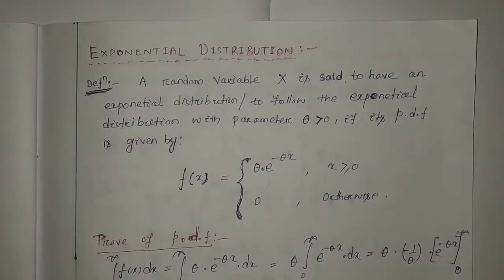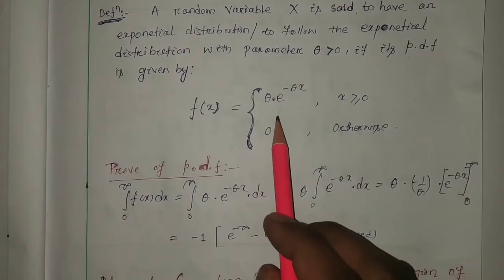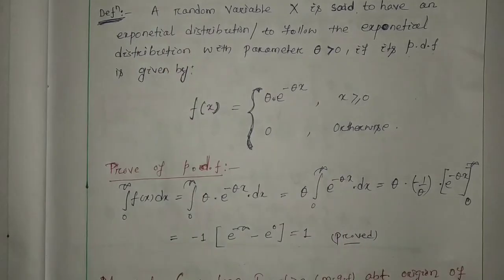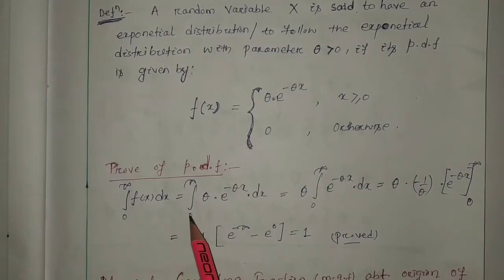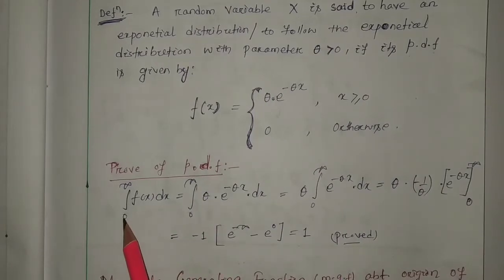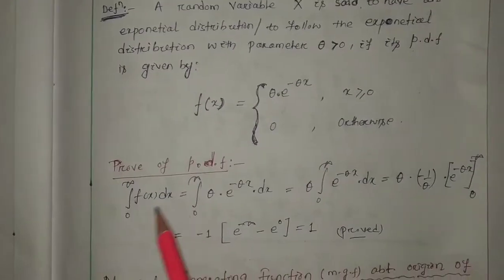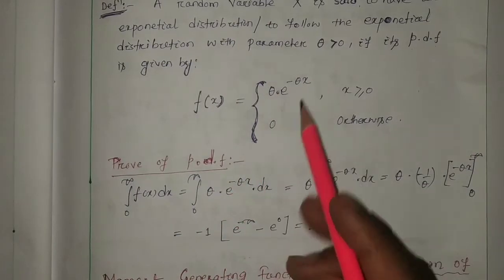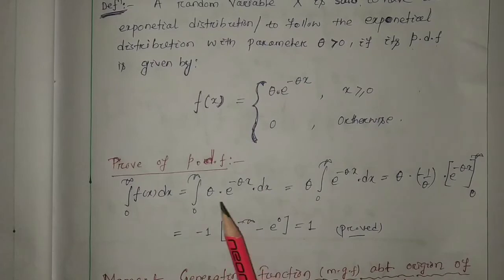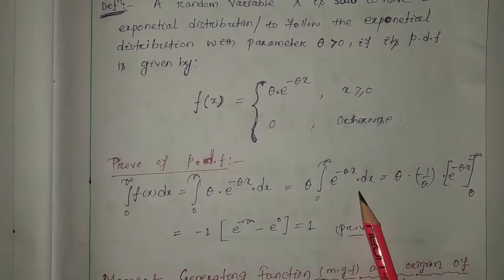Now we have to prove that this is actually giving the PDF of the exponential distribution or not. We have to integrate; the limit is 0 to infinity f(x) dx. Here, why have we taken 0 to infinity? Because the function exists from 0 onwards, means 0 to infinity. So the integral from 0 to infinity of the PDF is theta into e to the minus theta x dx. Theta is constant, taken outside: 0 to infinity e to the power minus theta x dx.